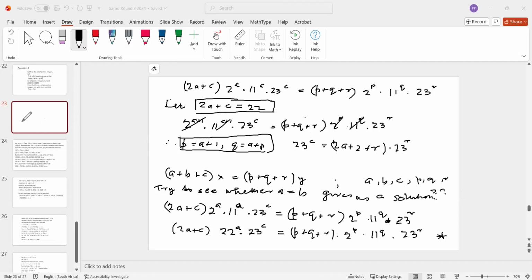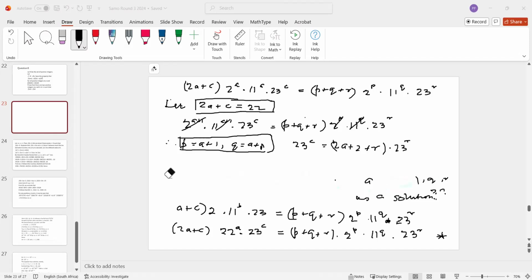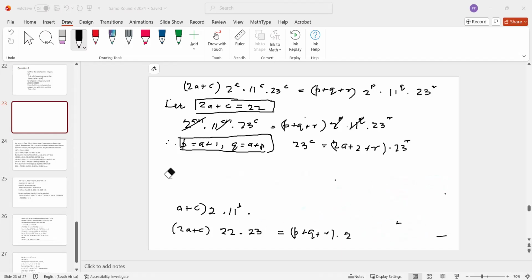Let me delete this. Remember, I'm trying to find a, b, c, p, q, r such that f of x equals f of y. So all this is leading towards that. We can forget the goal after a certain time. We spend too much time on this. So here, what we can do is, this has to be a power of 23.